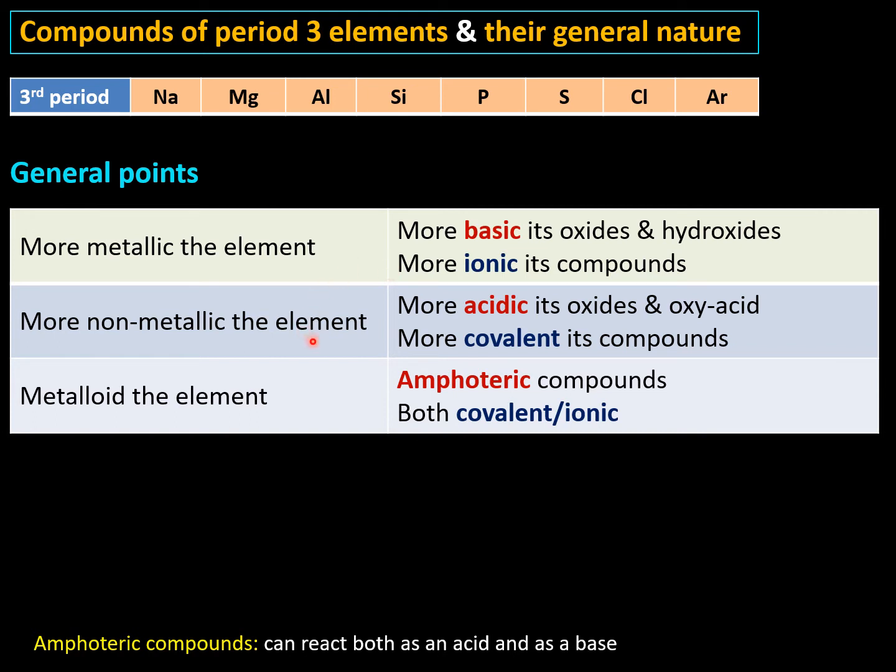The more non-metallic the element, the more acidic its oxides and oxyacids will be. Also, compounds are likely to have more of a covalent nature. If we have a metalloid element, then compounds are likely to be amphoteric in nature. Amphoteric means they can act as both acid and base. Also, its compounds are likely to have both covalent and ionic nature.